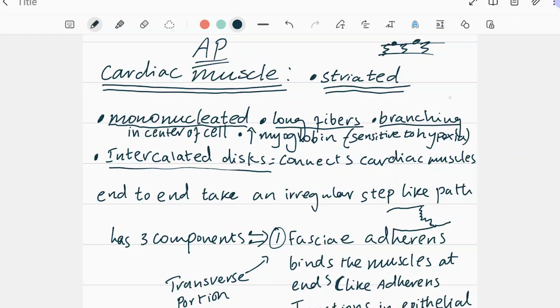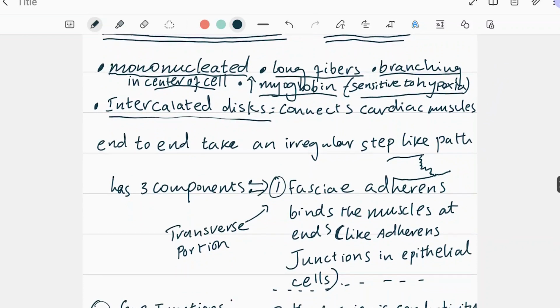This is important. And like we said, the nucleus is in the center of the cell, and they have a lot of myoglobin because these cells, the heart cells, are extremely sensitive to hypoxia, so the myoglobin holds some oxygen in reserve if required under times of stress. So it's very important to know that this is really rich in myoglobin.